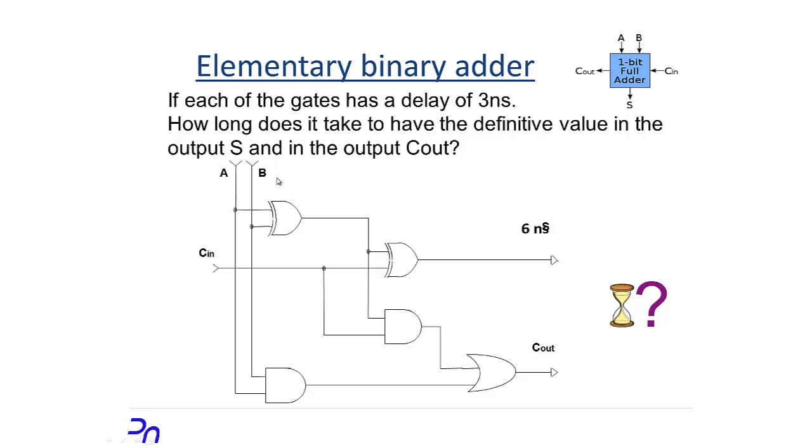Okay, excellent. The answer is 6 nanoseconds for the sum and 9 nanoseconds for the carry out. If each of the gates has 3 nanoseconds of delay, remember, after changing A or B, you have the output after 3 nanoseconds. And you need this output, available after 3 nanoseconds, to get the value S at 6 nanoseconds. Exactly at the same time, you can obtain the carry out after waiting for 3 nanoseconds plus 3 nanoseconds and 3 nanoseconds. The total is 9 nanoseconds.